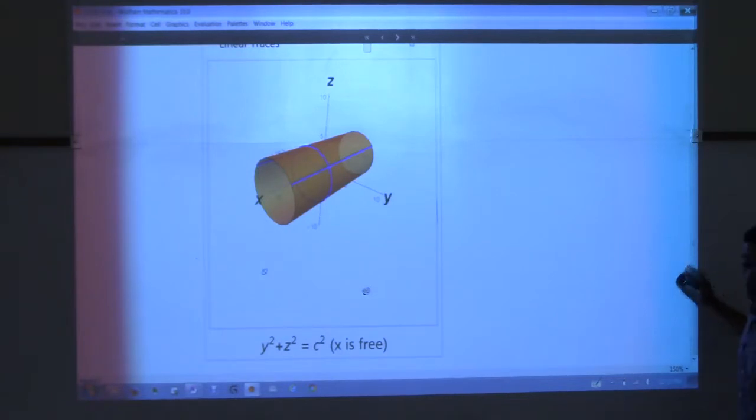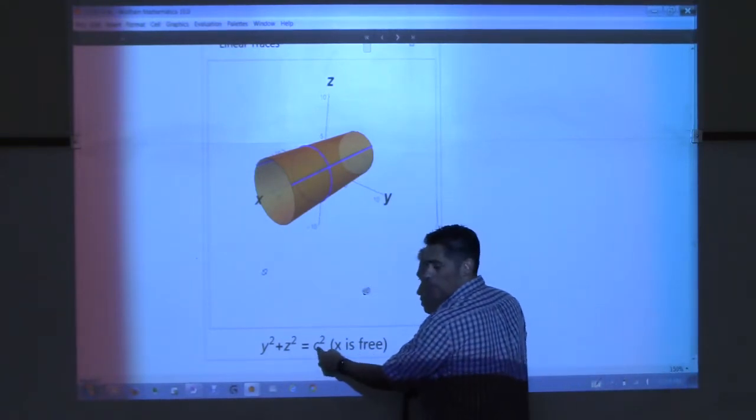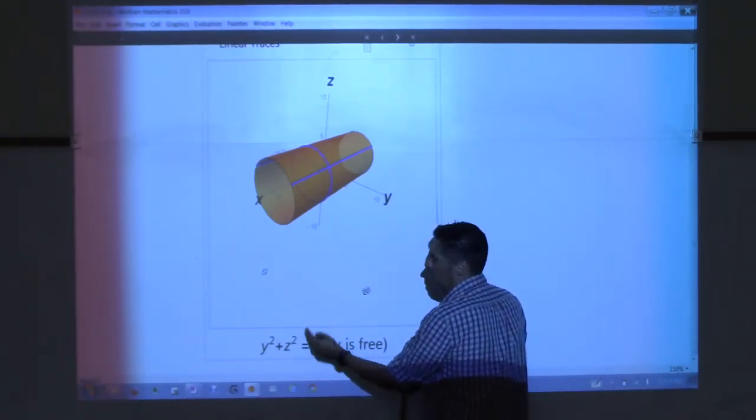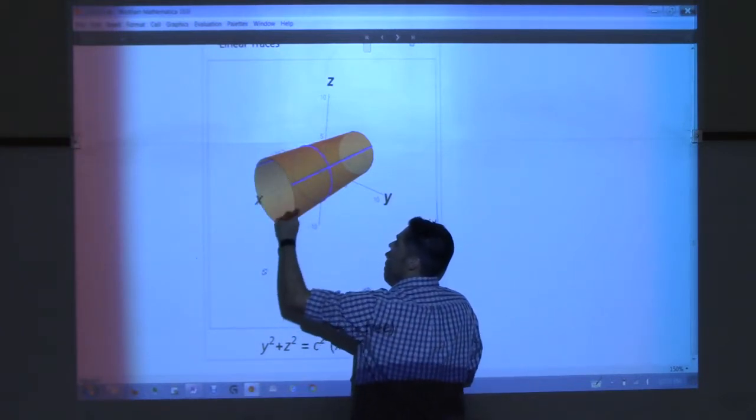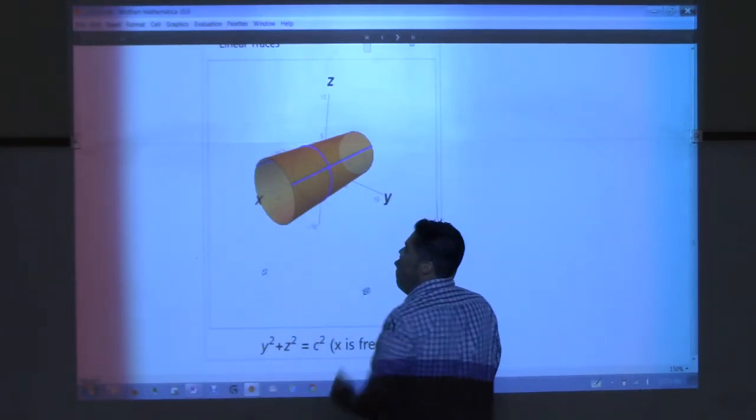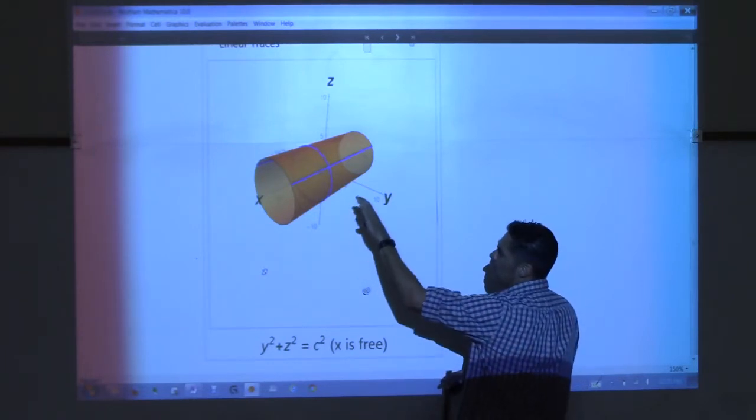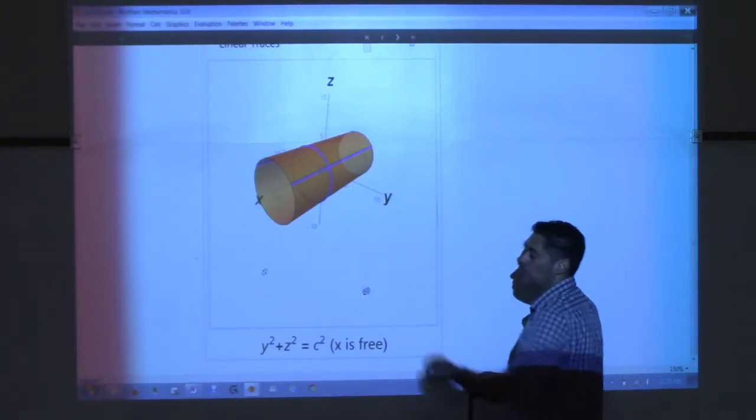C is the radius of the circle. C is what we had as radius earlier, but I'm not calling it radius. I'm just calling it C. So that would be the radius of that circle right here. You're just drawing a bunch of circles and moving them along the x-axis.